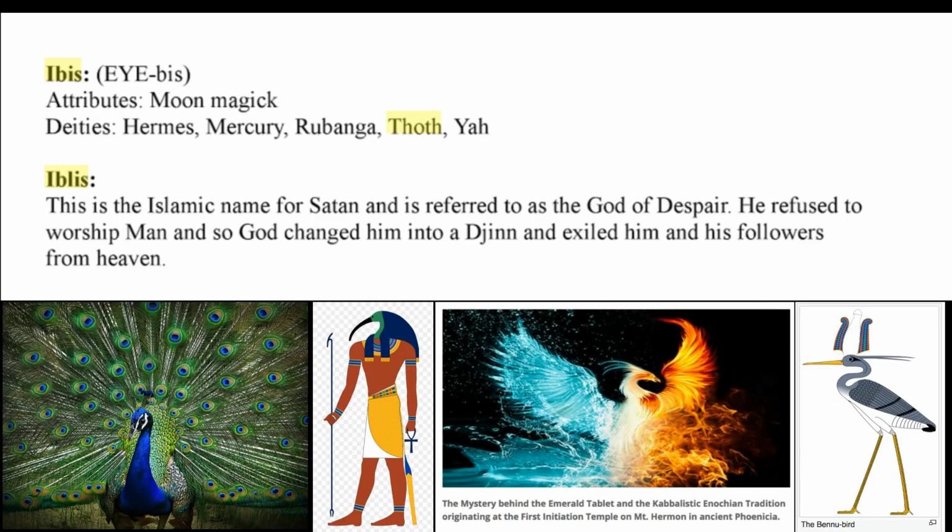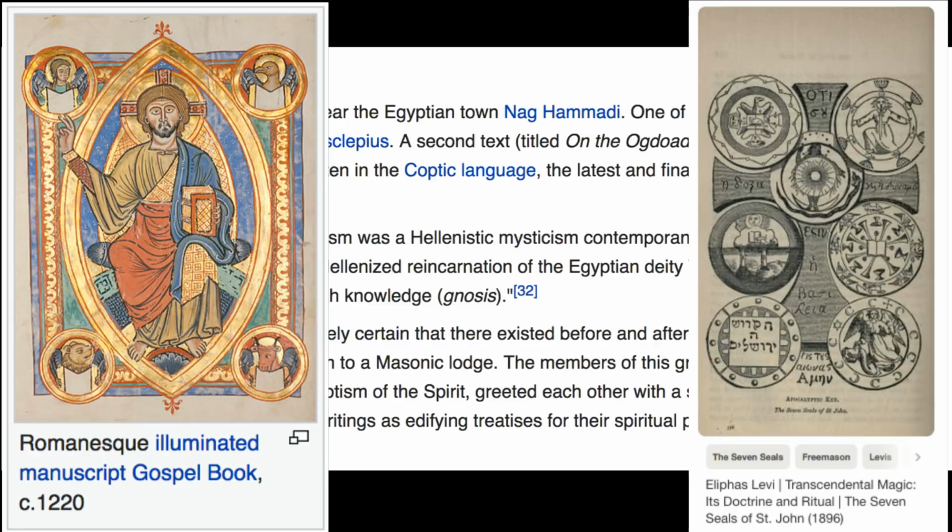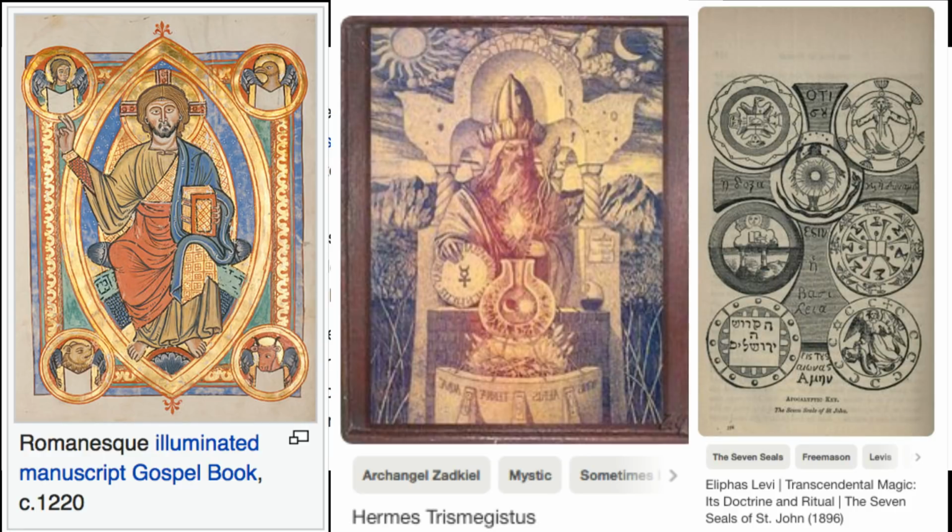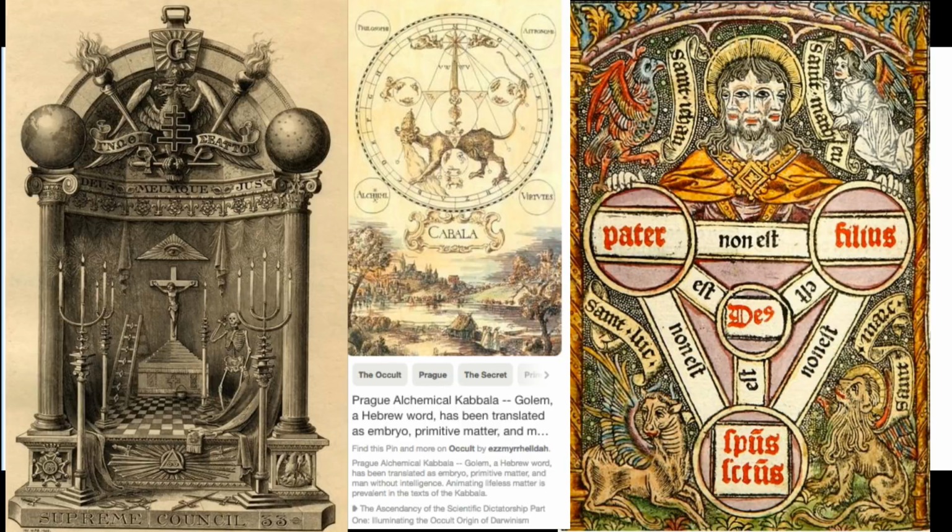Enoch, Thoth, Iblis, Idris, Hermes. Alright, so let's continue. Now throughout this video we're going to see a lot of images and symbolism, and a lot of it is going to look crazy.